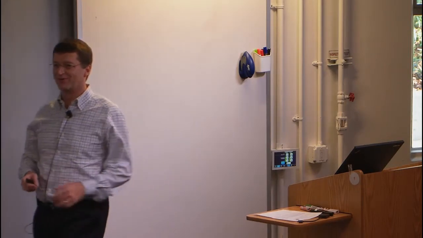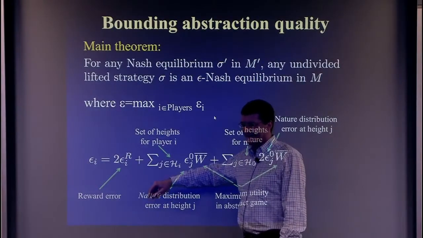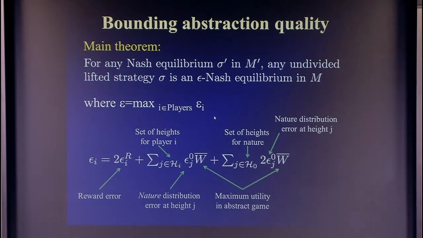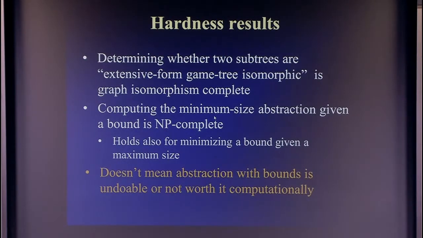Is it because it's a bound? Yes, you heard my talk before, but thank you. So it is a bound, so it leaves some room for the abstraction pathology, and you actually see that in the experiments. All right, hardness results.